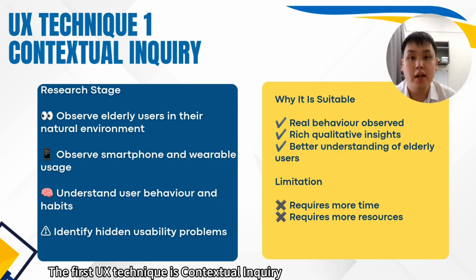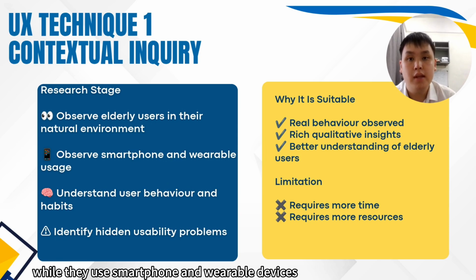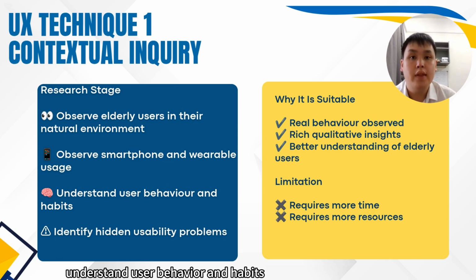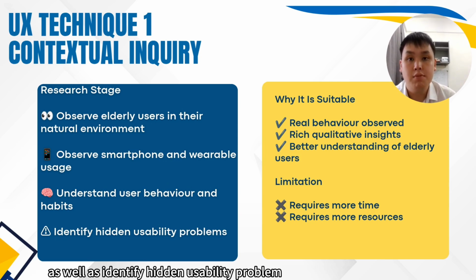The first UX technique is contextual inquiry. This technique is used during the research stage. Researchers observe elderly users in their natural environment while they use smartphones and wearable devices. This helps researchers understand user behavior and habits as well as identify hidden usability problems. The strengths of contextual inquiry are that it observes real behavior, provides rich qualitative insight, and improves understanding of elderly users. However, it requires more time and resources.